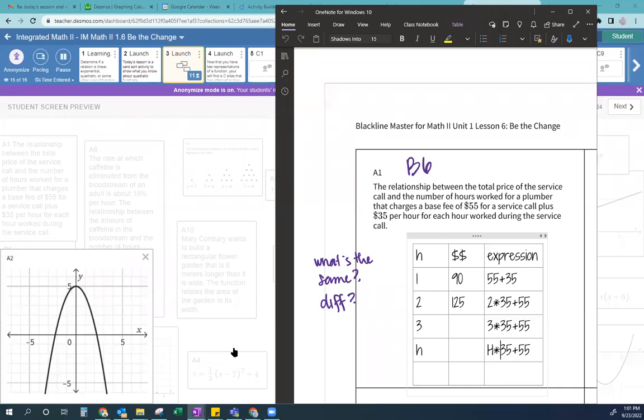Yes, ma'am. Yes, sir. So yes and yes. I'm not looking for the fastest answers. So if someone gets an answer in there before you do, no problem. I still give you credit. So yes, it is a quadratic.